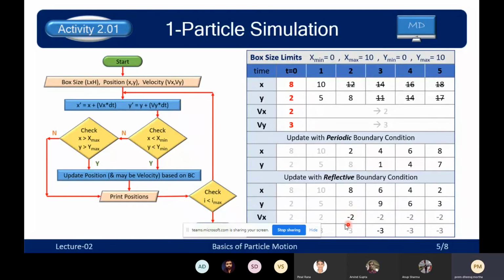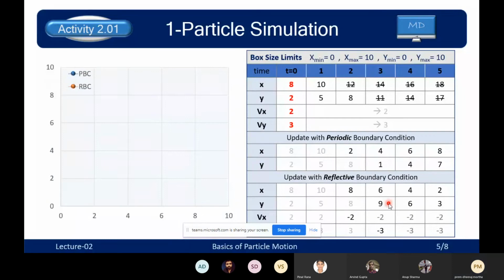I have to change the direction of my velocity because I have acted on this 12 value which is not in my simulation box. I've made it 8. So whenever I change the x position, I should also implement the change of direction in the velocity along the x component. Similarly, in the next iteration, the y component has also gone out of the system. If I use periodic boundary condition, that becomes 1. And if I use reflective boundary condition, instead of 11, it becomes 9. So the velocity has to change from 3 to minus 3. The direction of velocity should also change because it is bouncing back after hitting the wall.